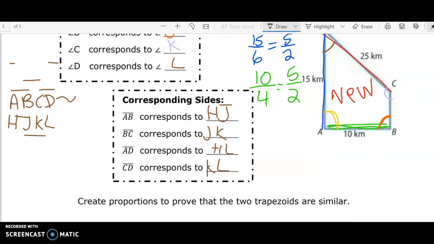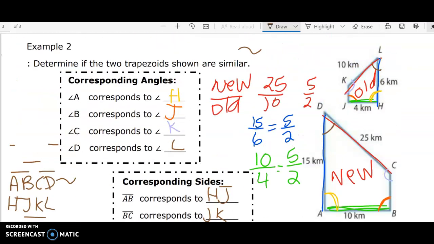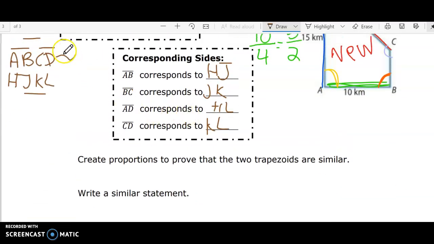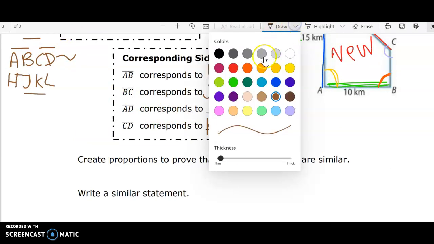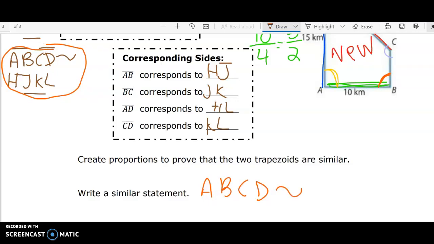And so create proportions to prove that the two trapezoids are similar. That's what I did at the very beginning. Write a similar statement. And this right here, using that squiggly mark, is your similar. So you would write A, B, C, D is similar, see the S? Similar for H, J, K, L.